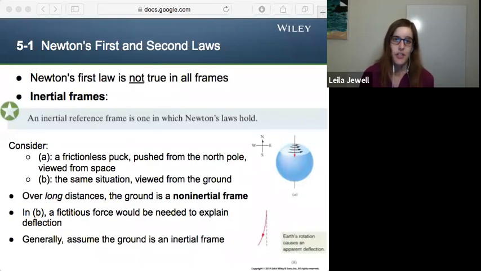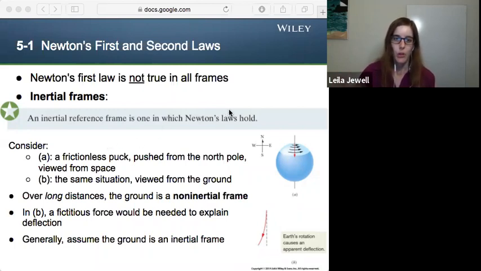Now, Newton's first law, it turns out, is not true in all frames. It's only true in inertial frames, which our book defines as an inertial reference frame is one in which Newton's laws hold. That's a little bit tautological, very roundabout, not very useful. The key is it will hold when the frame itself is not accelerating. So once the reference frame is accelerating, then Newton's laws seem a little funny. This is a little bit of an aside, but it's a useful thing for connecting to our everyday reality.